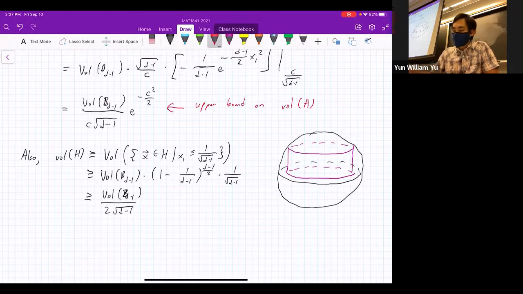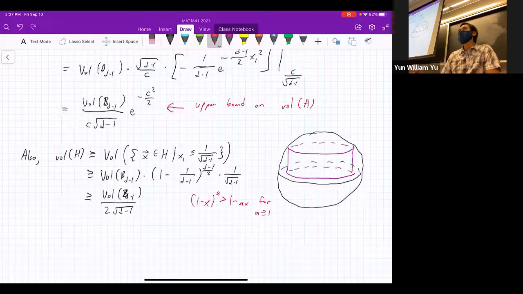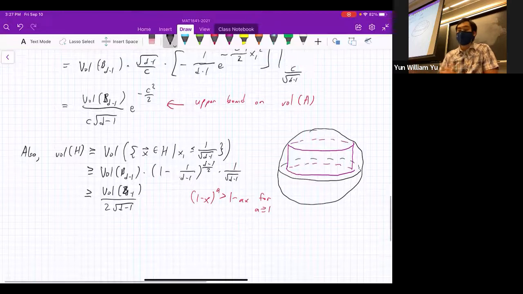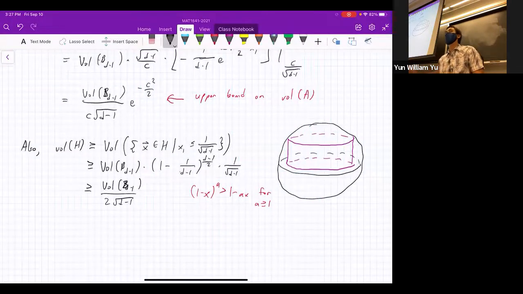Note that we're also going to use that (1 minus x) to the a power is greater than 1 minus ax for a greater than or equal to 1. Okay, so this gives us a lower bound on the volume of the upper hemisphere. And so now we can get a bound on the fraction of material that is in the upper hemisphere compared to the amount that is outside of the range that we care about.